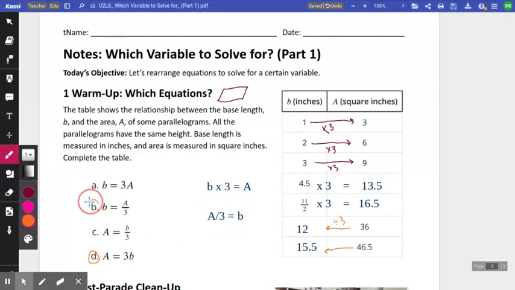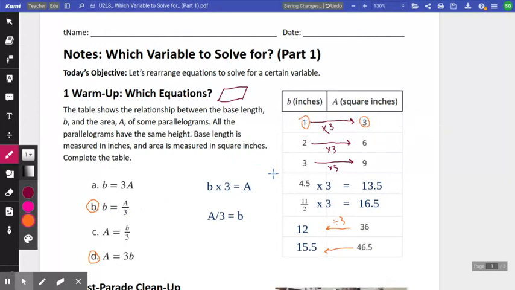Yeah, we've got this one right here. So another equation you could use to represent this relationship is the base equals the area divided by 3. You could check one of these ones we did earlier. Is our base equal to the area divided by 3?